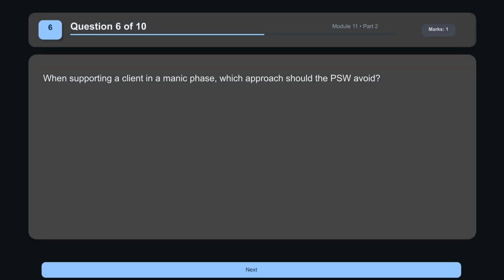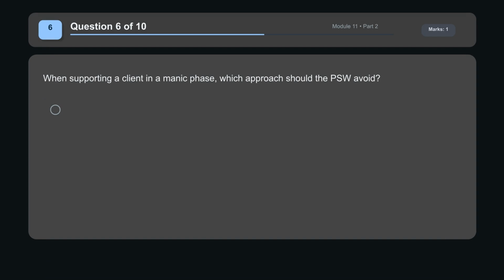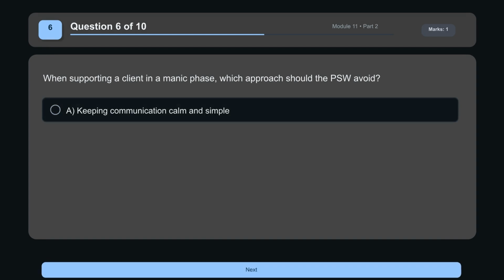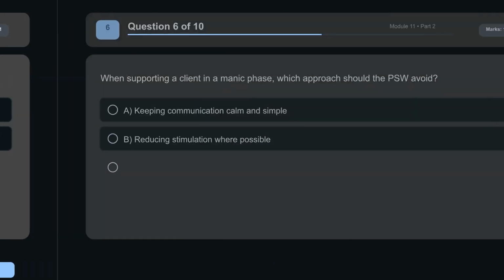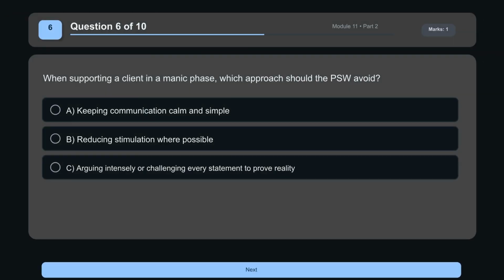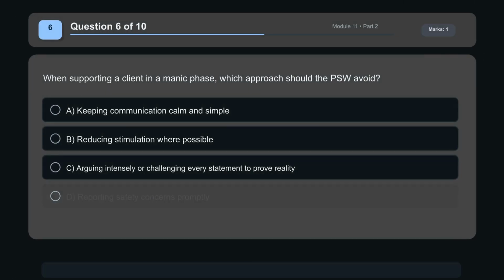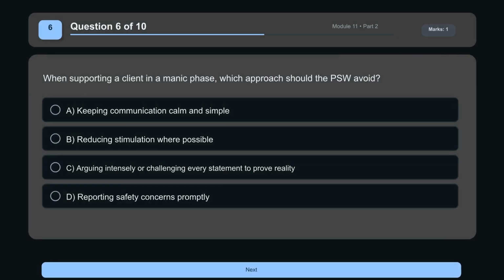Here is question 6. When supporting a client in a manic phase, which approach should the PSW avoid? Option A is keeping communication calm and simple. Option B is reducing stimulation where possible. Option C is arguing intensely or challenging every statement to prove reality. Option D is reporting safety concerns promptly. Take a moment and choose the best answer to the question.